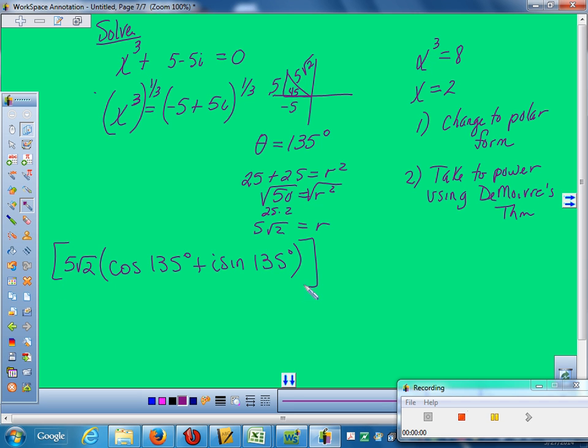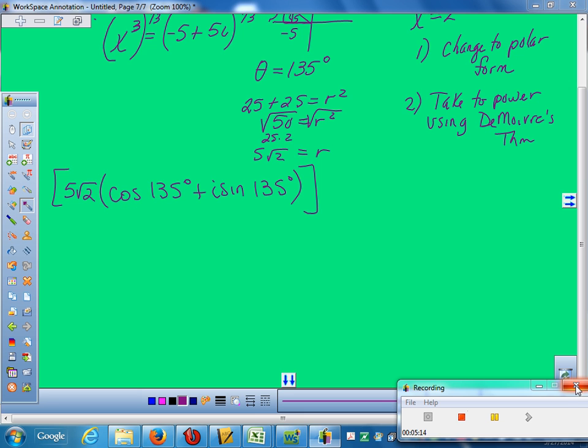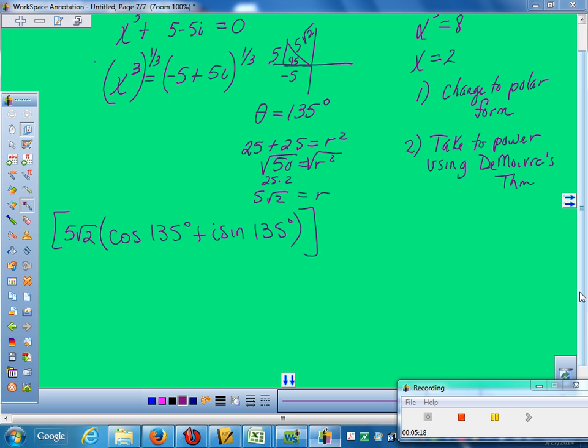How many answers am I going to get to this problem? If we're doing cubes, we're going to get 3 answers. If I give you an x to the 5th power, you're going to get 5 answers. If I give you x to the 8th power, you're going to get 8 answers. So my goal in this case, remember, I was doing a 1/3 power here. I did a terrible thing. That's what I get for changing my numbers. It's not going to work out right. This is going to be a horrible number. I have to take 5 square root of 2 to the 1/3 power.